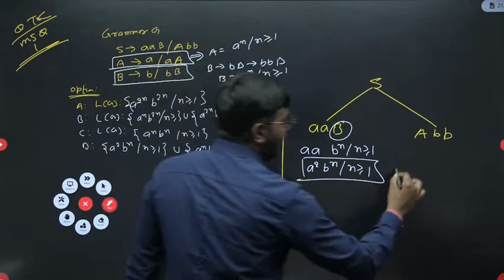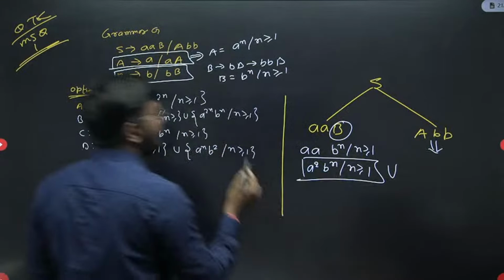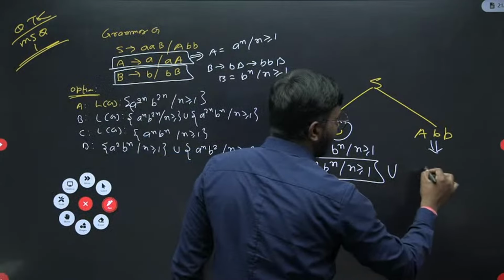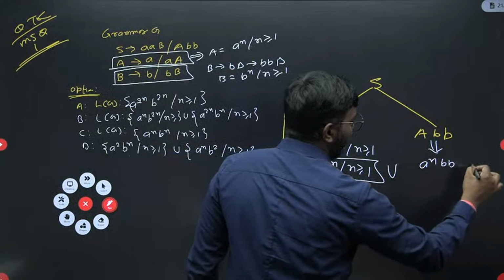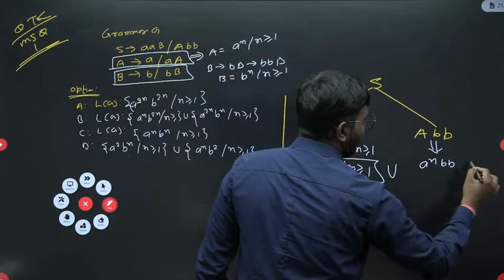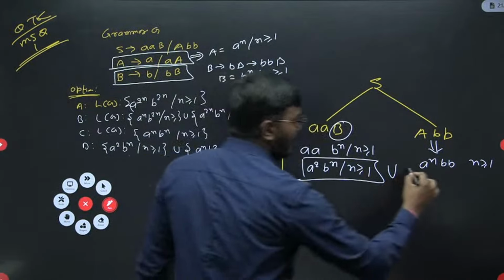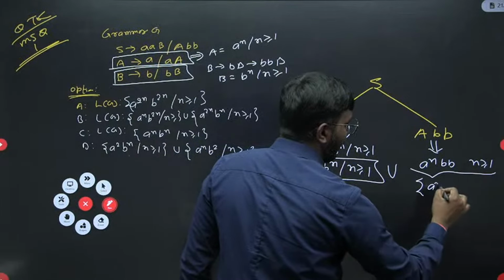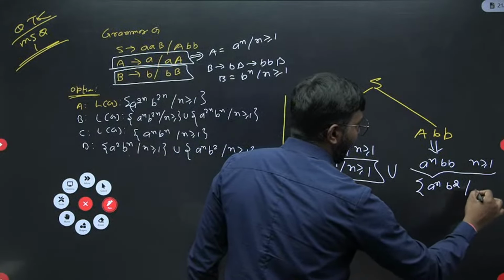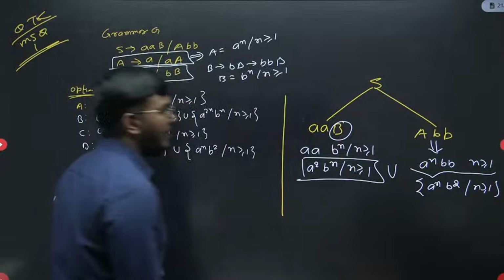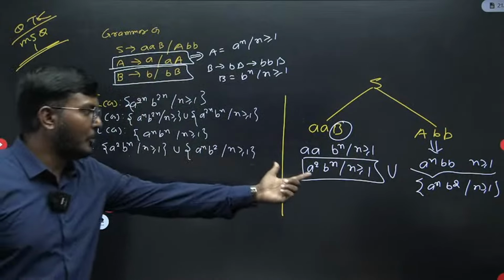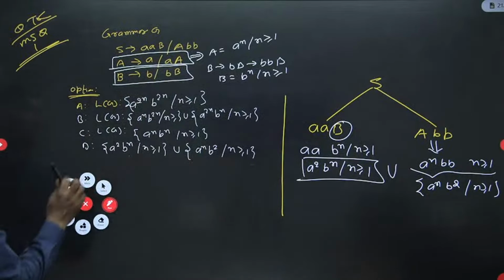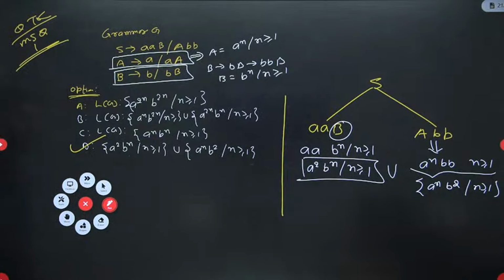And the expansion here, I can say x is expanded to a to the power of n, b to the power of n, where n is greater than or equal to 1. If you see here, this expansion is nothing but a to the power of n, b squared, where n is greater than or equal to 1. Simple, back substitution. So using back substitution, we can say the answer is nothing but option D. Getting my point?